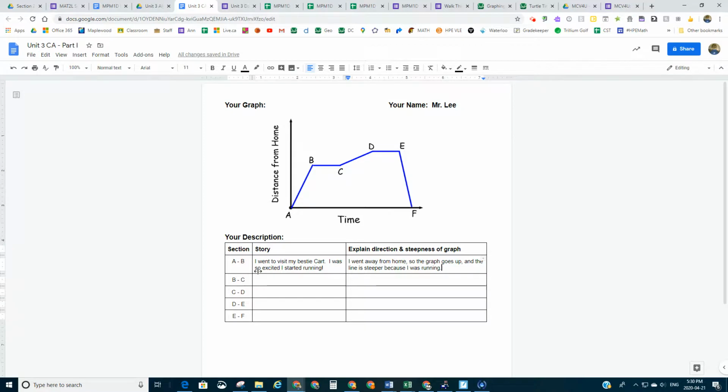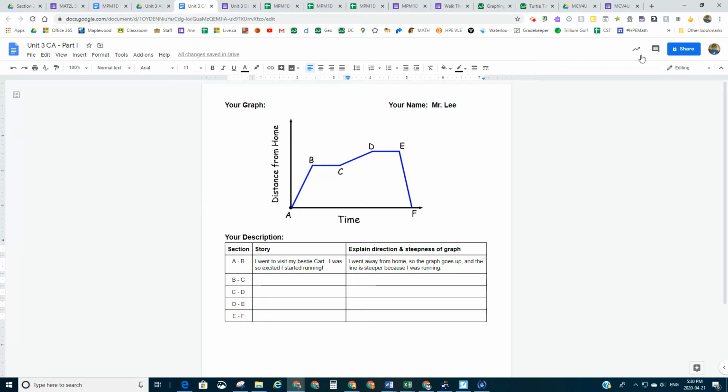And then you're going to go on from B to C. What happens in this scenario? I'm not going to tell you what to fill in your story, nor am I going to tell you what the graph is. That's your job. Okay? And then you're going to do this for each section of the graph to describe a little story and describe the math. And this will be your first part of your culminating activity.